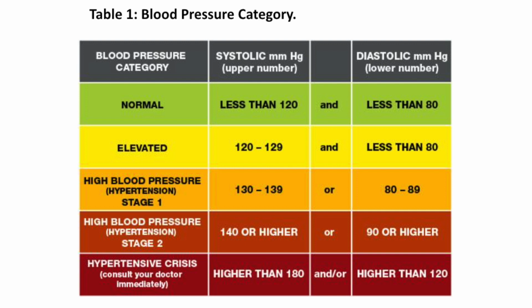less than 80 mmHg. High blood pressure, hypertension stage 1 case: systolic pressure is between 130 and 139 mmHg, while diastolic pressure is between 80 and 89 mmHg. In case of high blood pressure, hypertension stage 2, systolic pressure is 140 or higher mmHg and diastolic pressure is 90 or higher mmHg. In case of hypertensive crisis, consult your doctor. Systolic pressure is more than 180 mmHg, while diastolic pressure is higher than 120 mmHg.